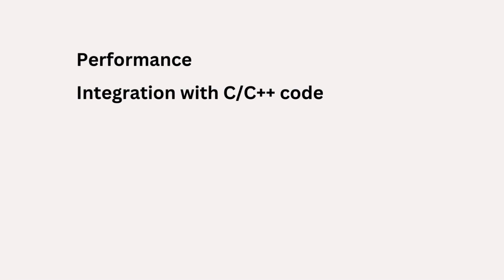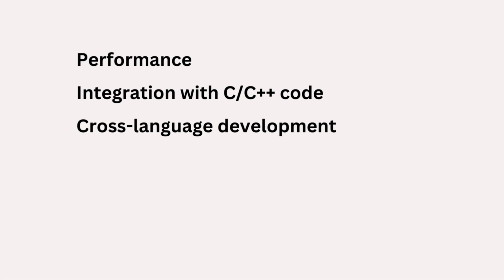Cython is a combination of C, C++ and Python. So in this case we get better performance as compared to pure Python code. Second, we can integrate our existing C or C++ code with Python. Third, cross language development. This helps us to bridge the gap between a low level language like C and Python. So these are a couple of benefits we can get if we use Cython.